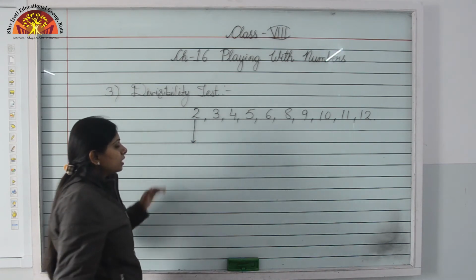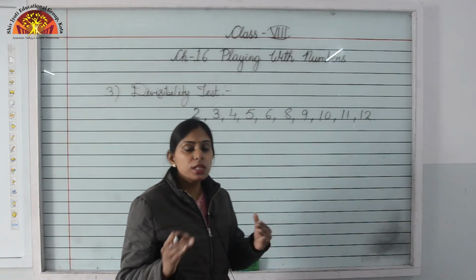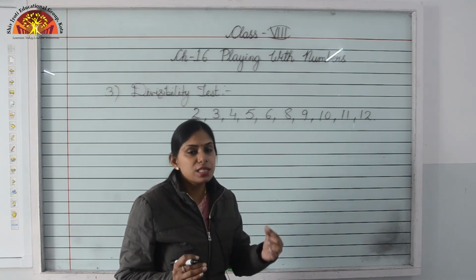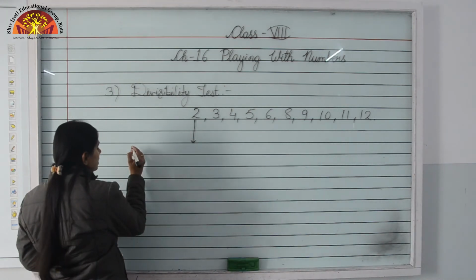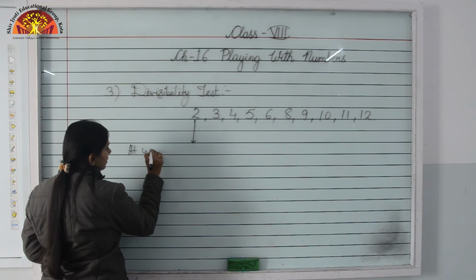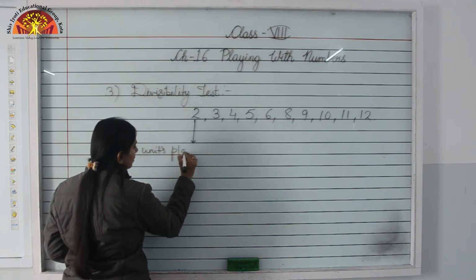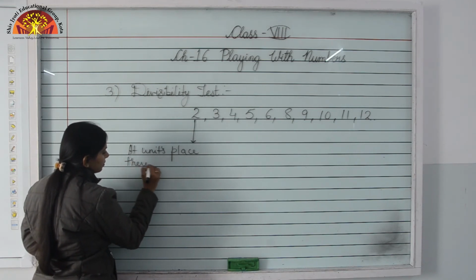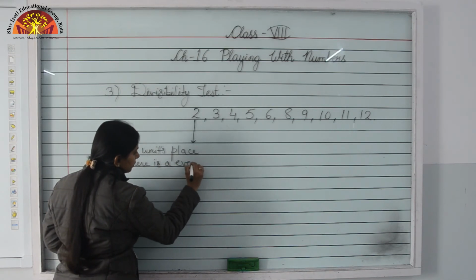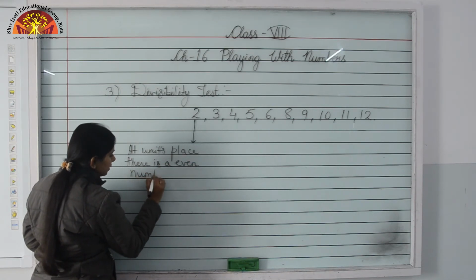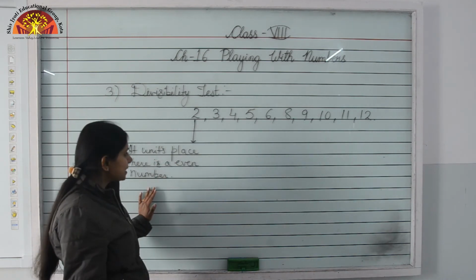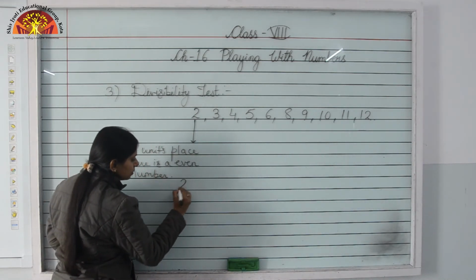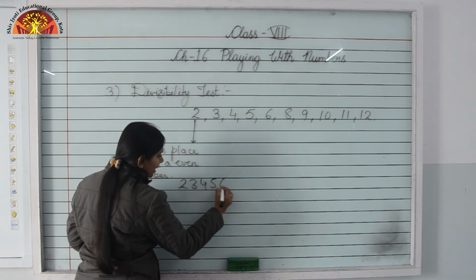Just see, children, in the case of any number, if at units place there is an even number, then we say that a number is divisible by 2. As an example, I am taking a number 23456.